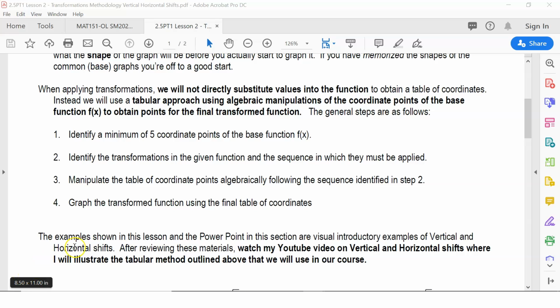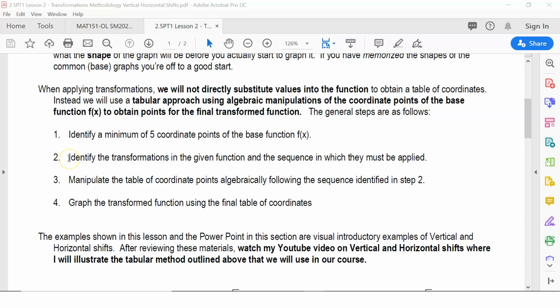So this is the methodology that I've referenced that we're going to be using when we apply transformations in this section. We'll come up with a table of coordinates where we will identify a minimum of 5 coordinate points of the base function f of x. Then we're going to identify the transformations in the given function in the sequence in which they must be applied. Now we're going to start more simply with singular transformations. However, you could think of transformation problems as somewhat like a recipe. You have to identify what ingredients you have and in what order you process them, so to speak.